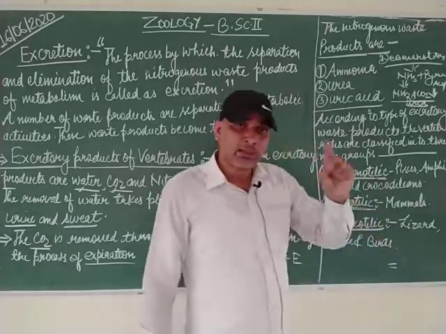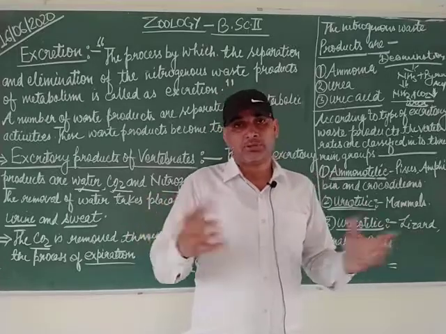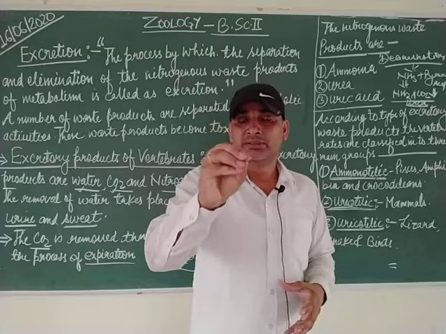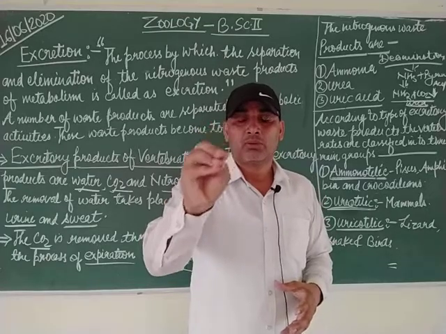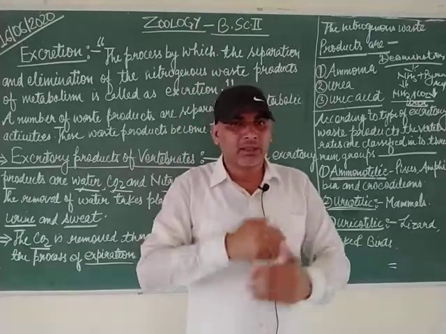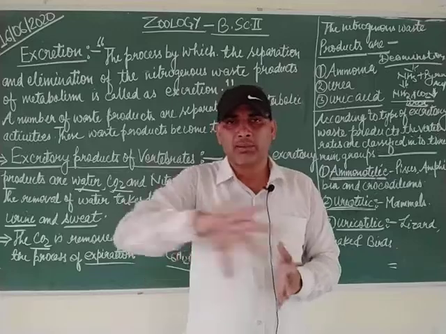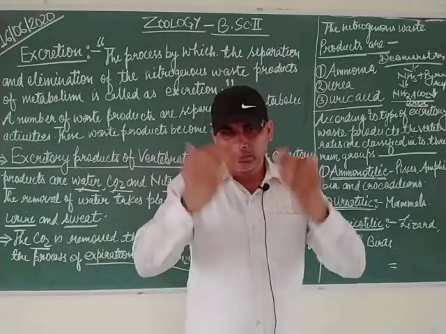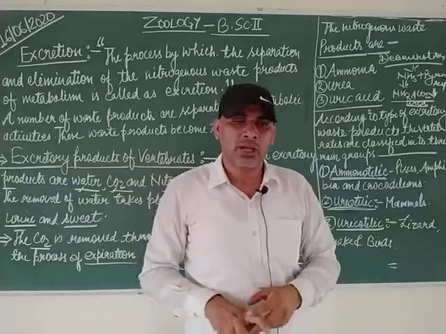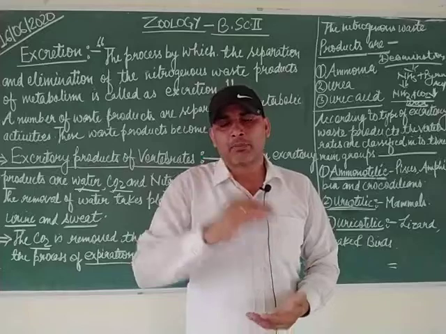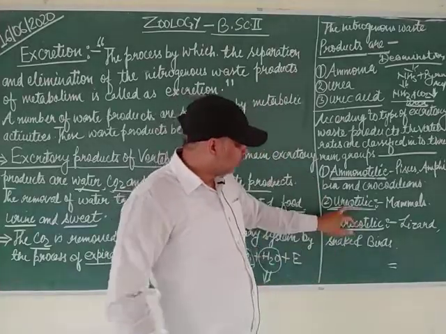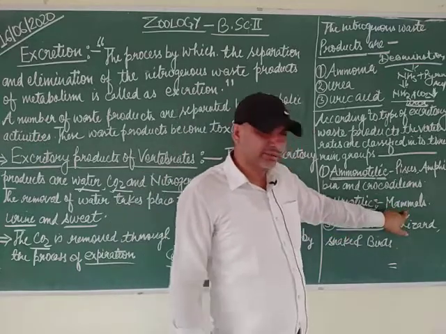because it is less toxic, and on account of this lower toxicity, mammals require only a lesser amount of water. It means that less toxic waste is removed with less water. A small quantity of water is used to remove the urea, which goes outside the body of the mammals through the urine. So the ureotelic animals are the mammals.